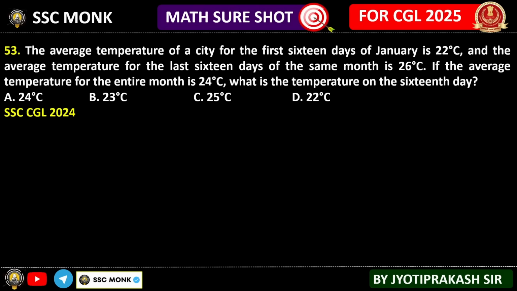The average temperature of a city for the first 16 days of January is 22 degrees centigrade. The average temperature for the last 16 days of the same month is 26 degrees. If the average temperature of the entire month was 24 degrees centigrade, the temperature of the 16th day is what?